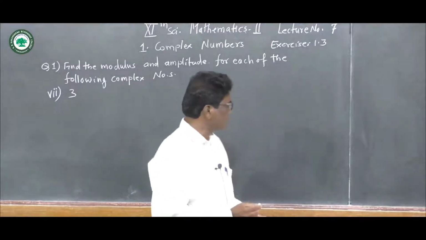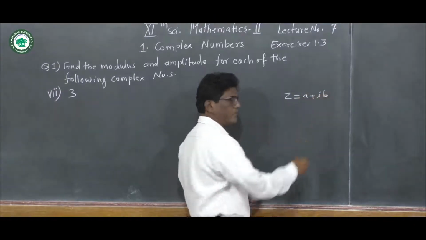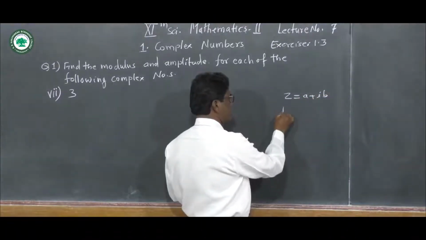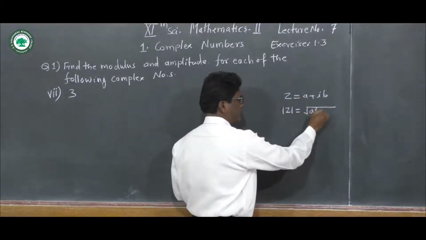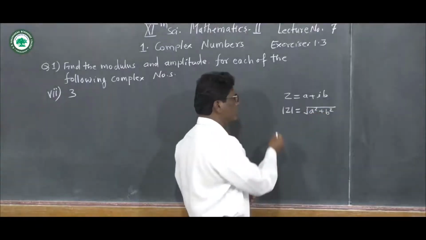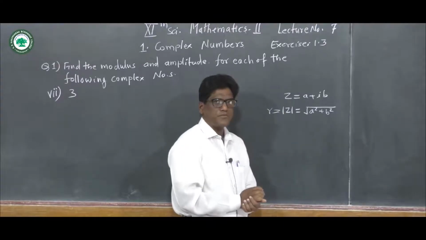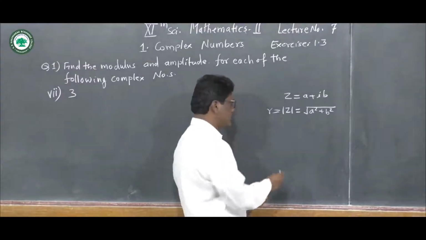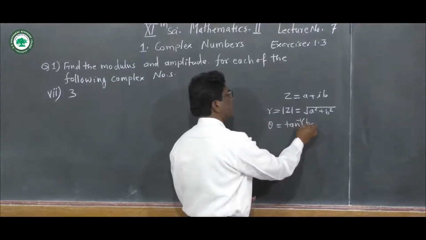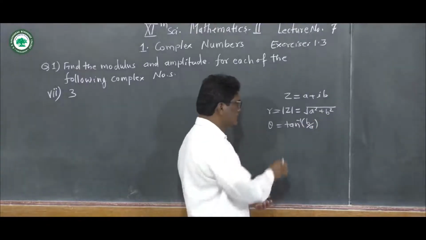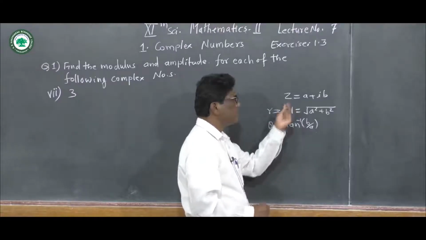That is, if z is equal to a plus ib, then we find its modulus as mod of z is equal to under root of a square plus b square, and we denote it by r. Suppose r is equal to mod of z is equal to under root of a square plus b square. Also here we find theta is equal to tan inverse of b upon a. This r and theta are called the polar coordinates of the point P, which represents the complex number z in the complex plane.